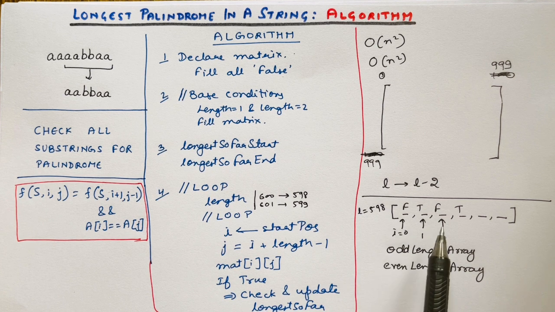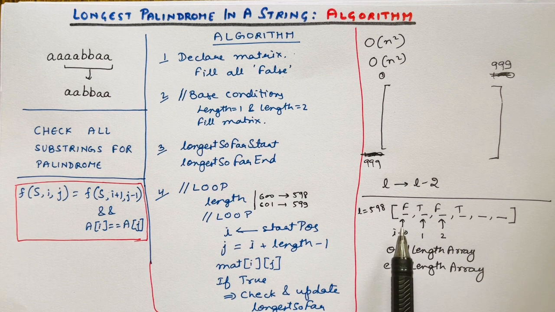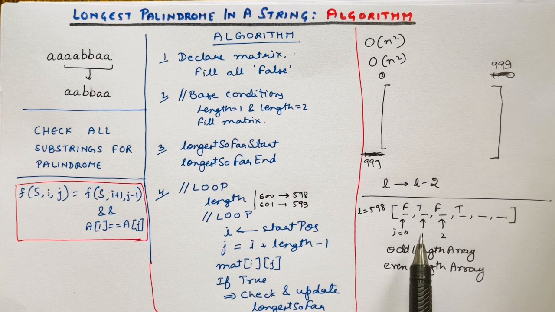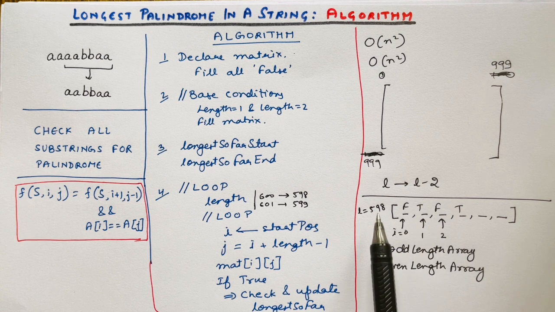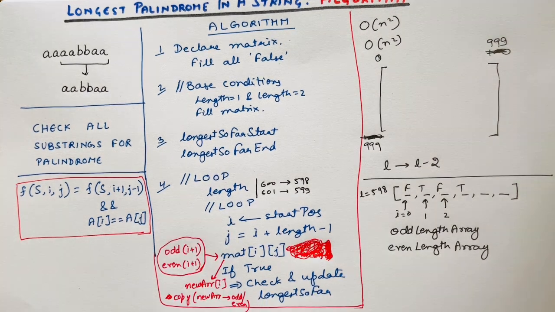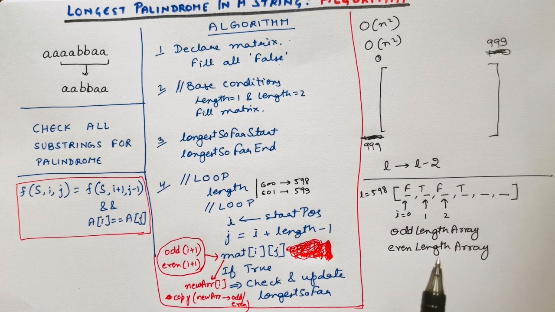Then each element of this array, or each position, can reflect the starting position of that substring. For example, this point here will represent a substring of length 598 that starts from i equal to 1. And we can say that this is a palindrome because there is a true stored here. Similarly, the substring of length 598 that starts from position 2 is not a palindrome. And since we need two arrays, we can use one of them as the odd length array and call another one the even length array.